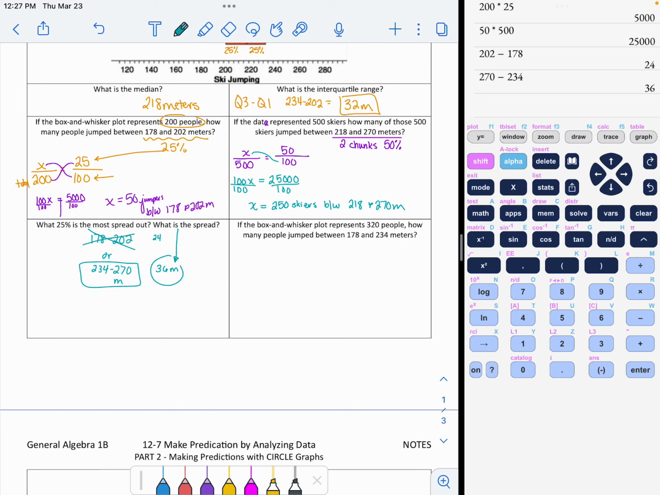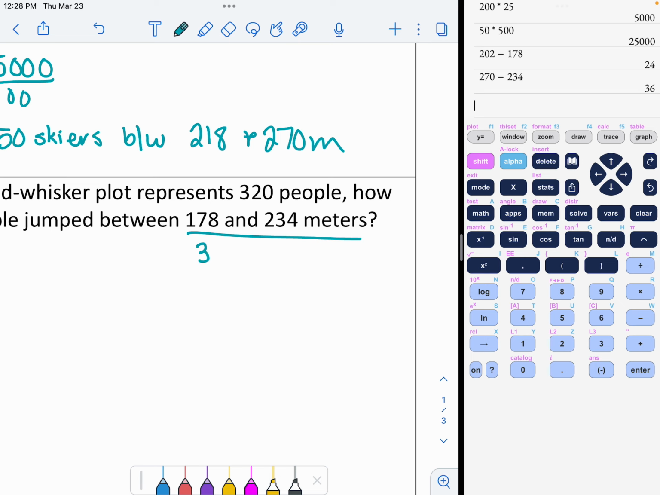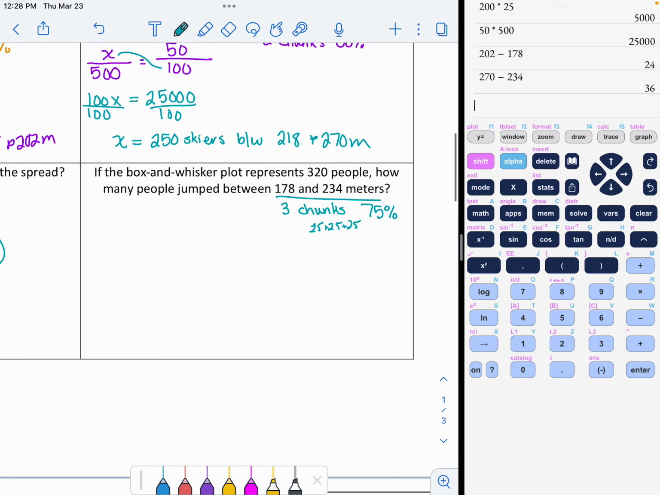If the box and whisker plot represented 320 people, how many people jump between 178 and 234? So I'm going to go up here. I'm going to look from 178 to 234. So that's between here and here. That is 3 chunks of my box and whisker. So I'm going to write 3 chunks. So it's 25, 25, 25. So 75. And now I'm going to do the proportion that you learned in the previous classes.